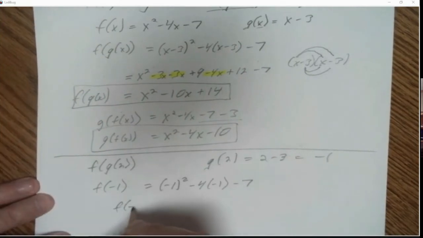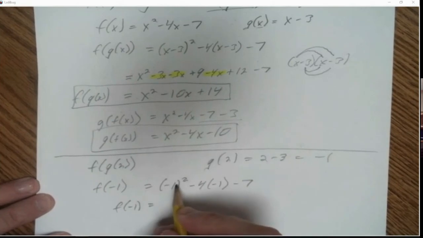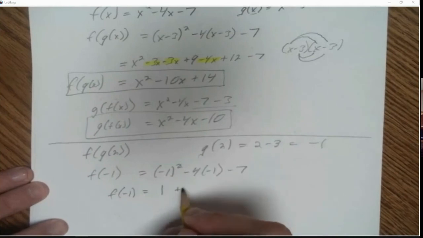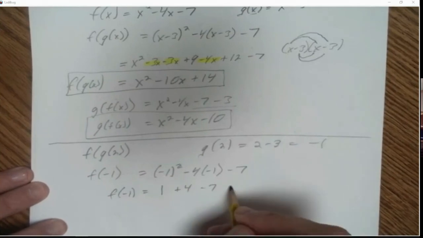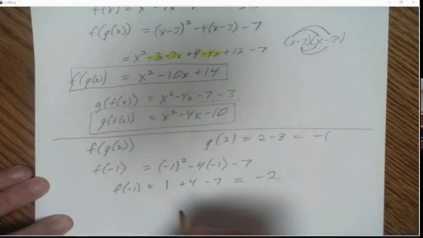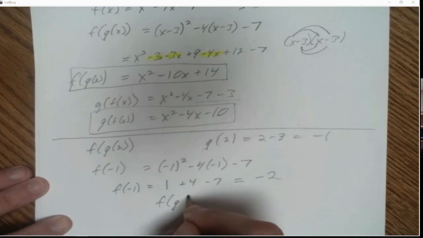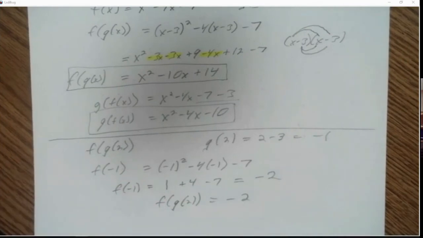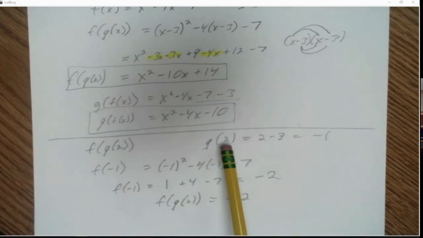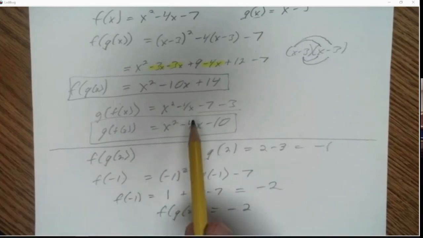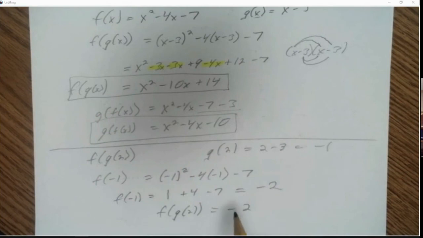So f of negative 1 equals negative 1 times negative 1 is a positive 1. Negative 4 times negative 1 is a positive 4 minus 7. So 1 plus 4 is 5 minus 7, negative 2. So f of g of 2 equals negative 2. Anytime you got a number in there, it's just saying substitute that number in for x and then solve. So instead of ending up with equations, we end up with actual answers here.